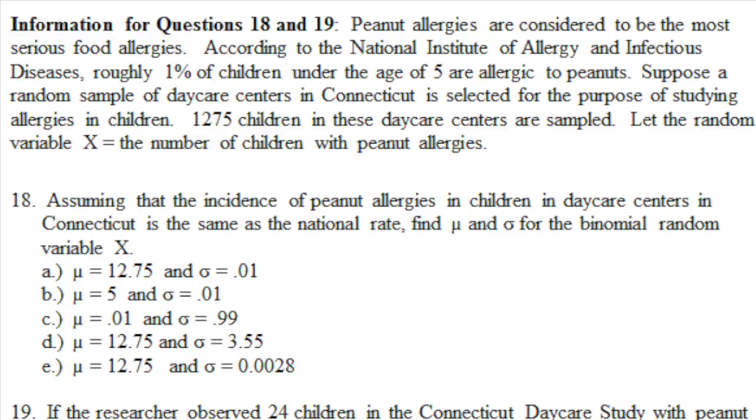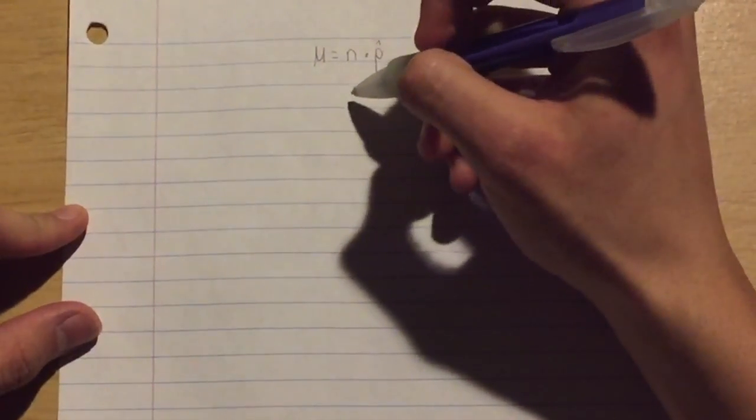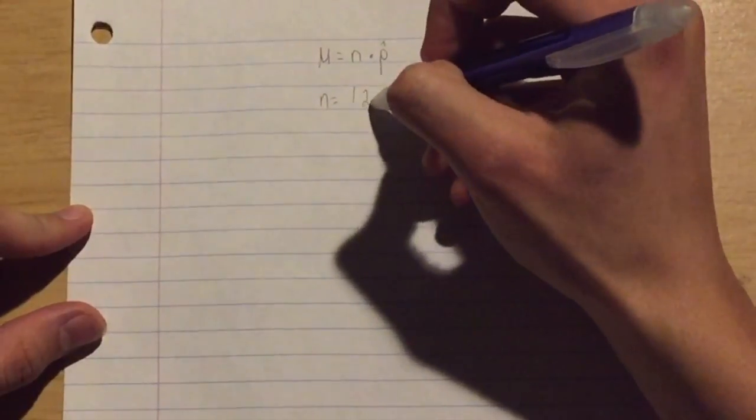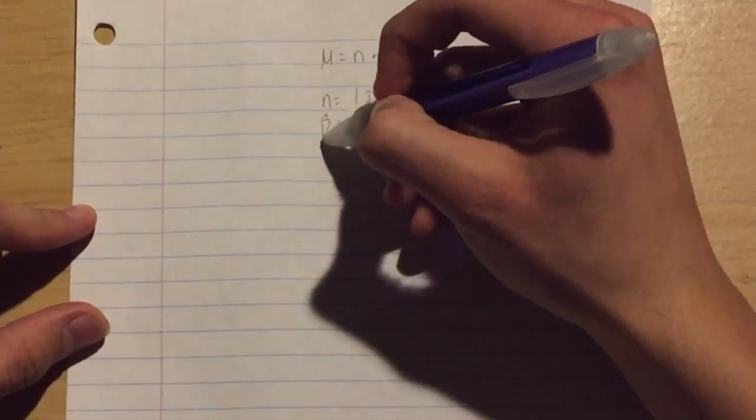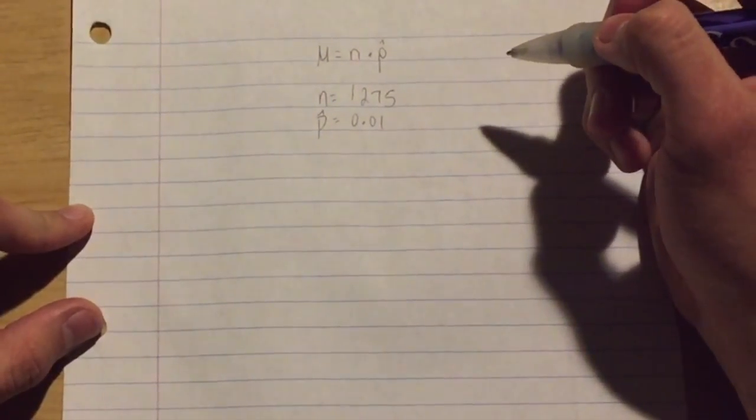Question 18 asks, assuming that the incidence of peanut allergies in children in daycare centers in Connecticut is the same as the national rate, find the mean and the standard deviation for the binomial random variable, x. First, we use the mean equation, which is the mean equals the sample number multiplied by the percentage of children in this case. Our sample number is 1,275 children, and our percentage is 0.01.